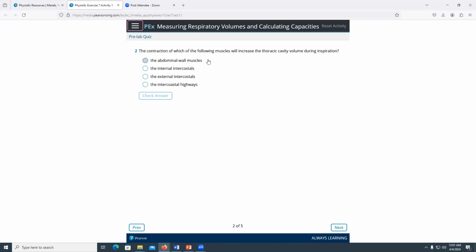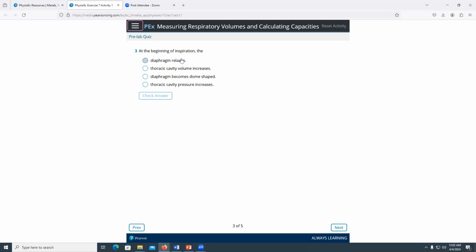So the contraction of which of the following muscles will increase the thoracic cavity volume during inspiration? If I want to increase my thoracic cavity volume, that means I want to make the pressure less. And if I want to make the pressure less, that means I'm trying to bring in air from a higher pressure, the atmospheric air, into the pressure of my lungs, the interpleural pressure. So that means I'm trying to inspire. If I want to inhale, that means I'm using my intercostal muscles, and when I'm inhaling, that means I am contracting my external intercostal muscles. So yes, the external intercostal muscles are contracting.